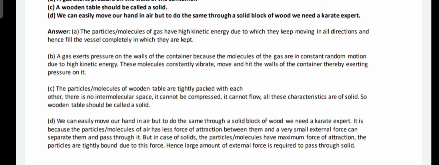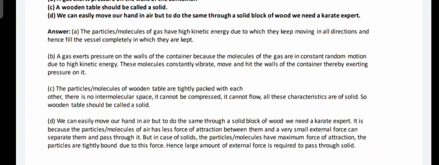Now question number 3, give reasons. You have to give the reason. Question A is, a gas fills completely the vessel in which it is kept. Answer is, the particles, or we can say molecules, of gas have high kinetic energy, due to which they keep moving in all directions and hence fill the vessel completely in which they are kept. That's why the gas fills the vessel completely.